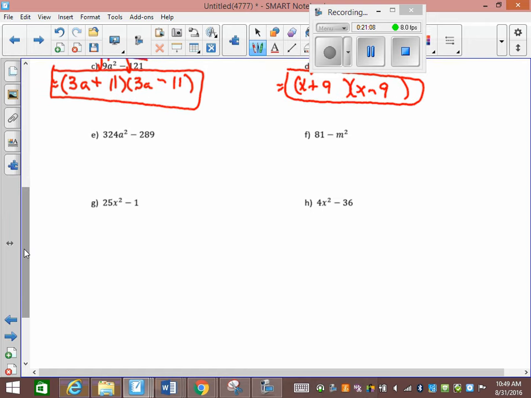324a squared minus 289. Square root of 324 is 18. Okay. 289 is 16, 17. What's 16 squared? I don't know. Okay. Square root, so we're going to get 18a plus 17, 18a minus 17.